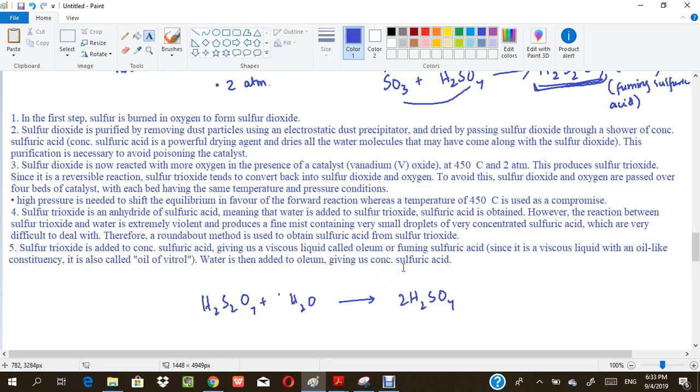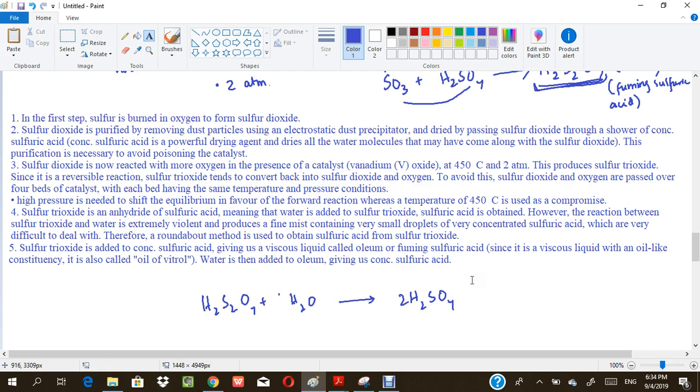So now we have obtained sulfuric acid. It's now going to be shipped to the different industries, where they'll be using it for whatever purposes. Sulfuric acid is also used to make fertilizers. It is used to make paints. It is used in battery water. The batteries that we have in our cars use sulfuric acid. It's dilute sulfuric acid, but it's used.